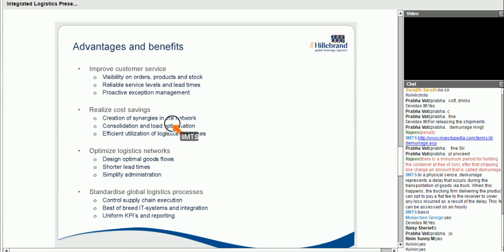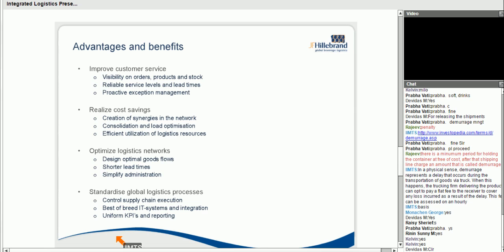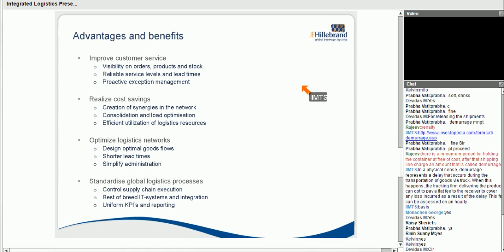Realize cost savings. Creation of synergies in the network, consolidation and load optimization, efficient utilization of logistic resources, optimize logistic network, design of optimal goods flows, shorter lead times, simplify administration. And the last one, standardize global logistic process, control supply chain execution, best of breed IT systems and integration, uniform KPIs and reporting. These are the benefits. KPI means key performance indicator. This KPI, key performance indicator.